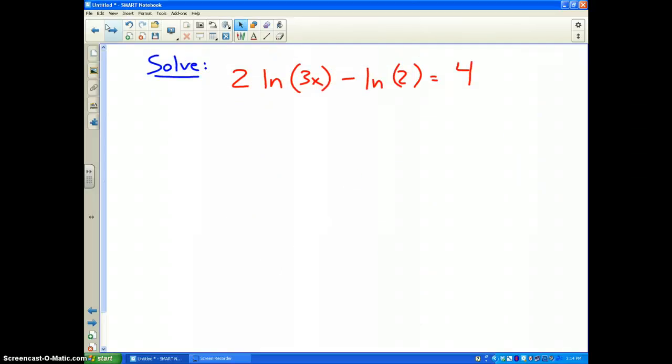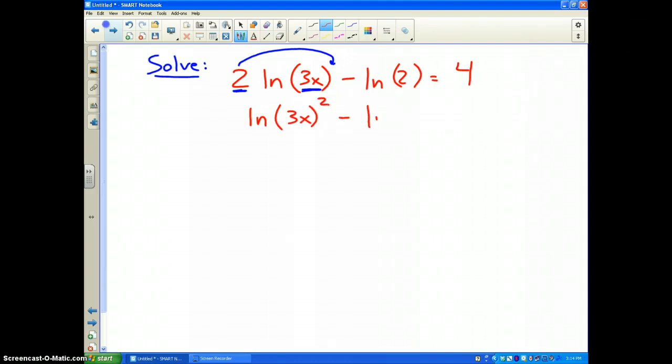Here's a natural log equation. All right, well, the first thing I notice, it's got a 2 out front. Well, the 2 is going to become the power of everything on the inside of the natural log. So I'm going to put that 2 back, and I'm going to get natural log of 3x in parentheses squared minus the natural log of 2 is equal to 4.